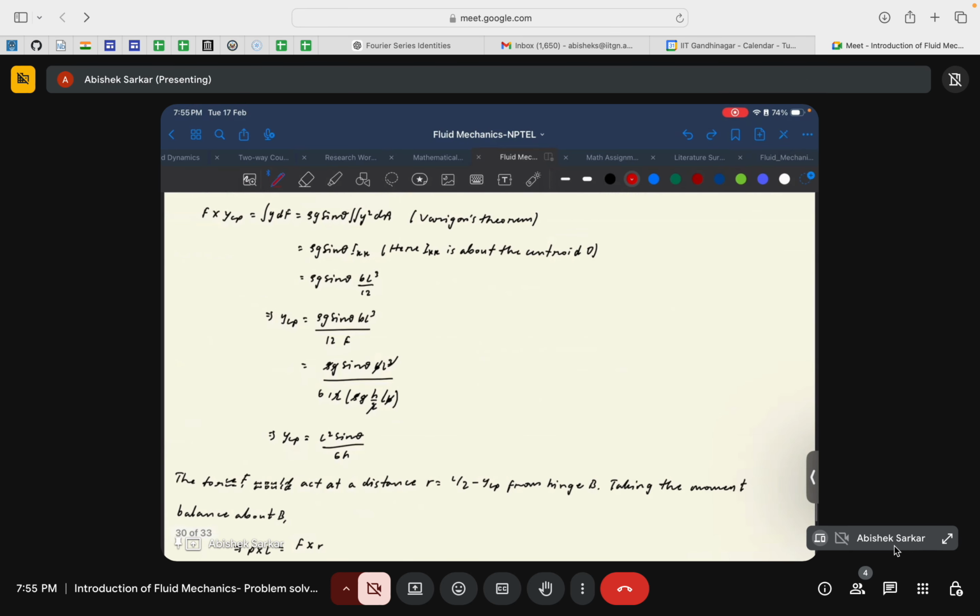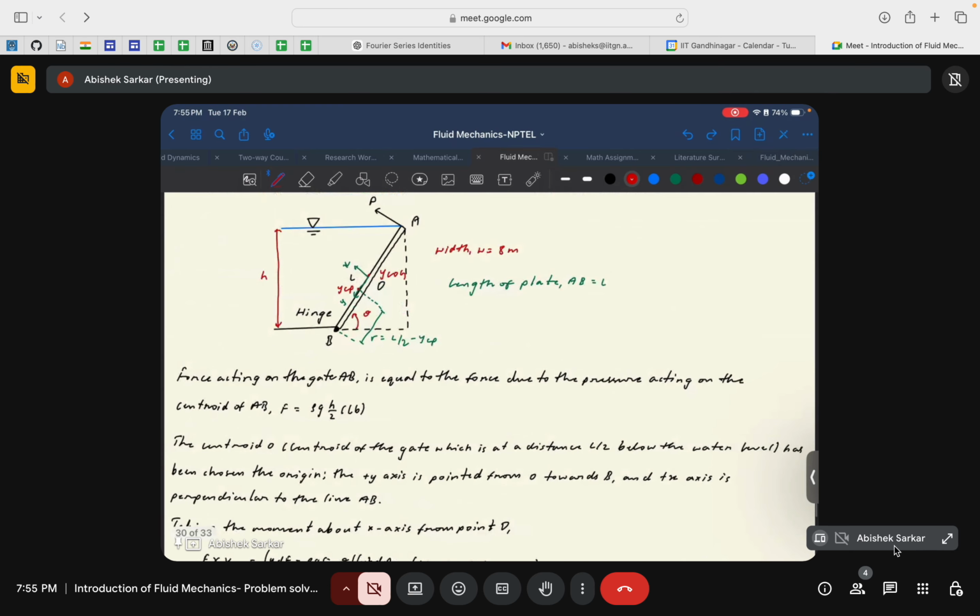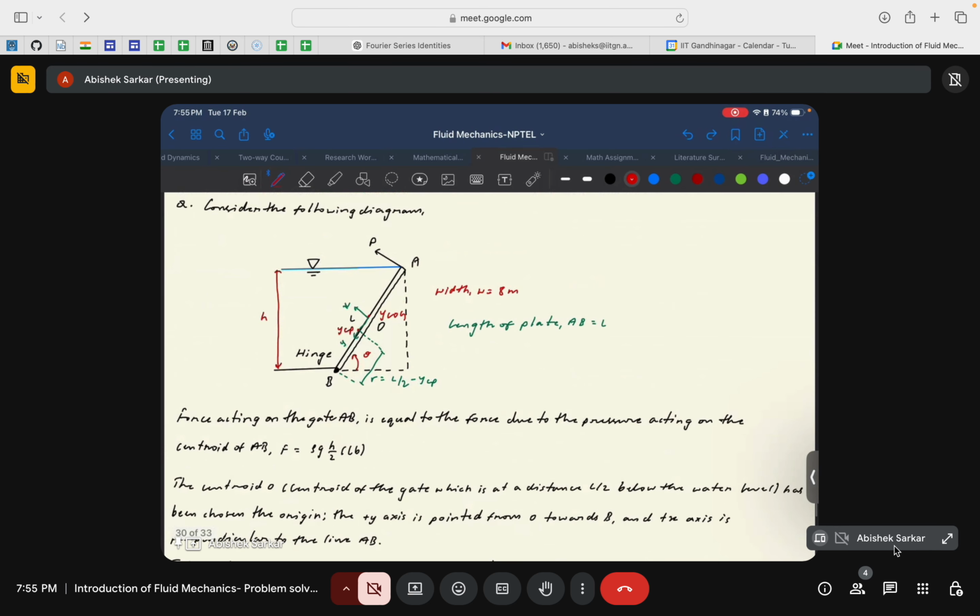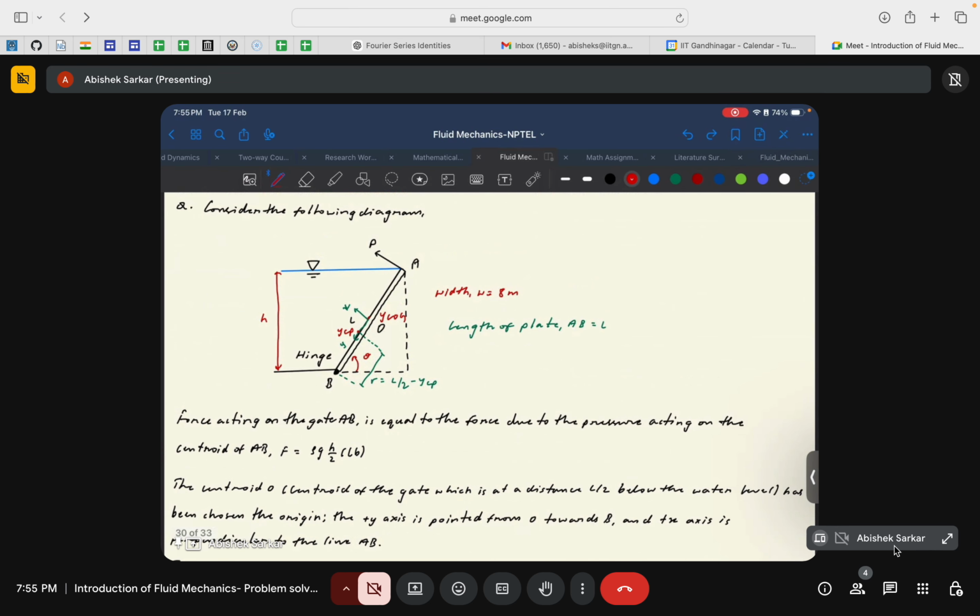So the task is again similar to what we have discussed previously. We have taken an example. If you remember, we took the example of a semicircular shaped gate. So similar configuration, but now the first change is that your surface is now at an angle theta, and it's a rectangular plate.